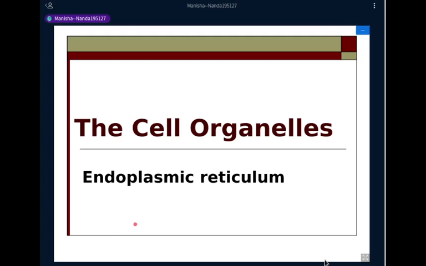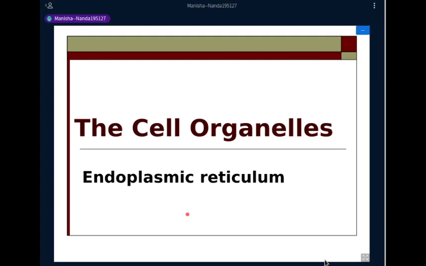So we will be talking about the cell organelle endoplasmic reticulum today. During the lecture, we'll talk about the structure of endoplasmic reticulum, its types, and its important functions in eukaryotic cells. So before formally starting with the lecture, I'll just tell you a few very special things about endoplasmic reticulum.